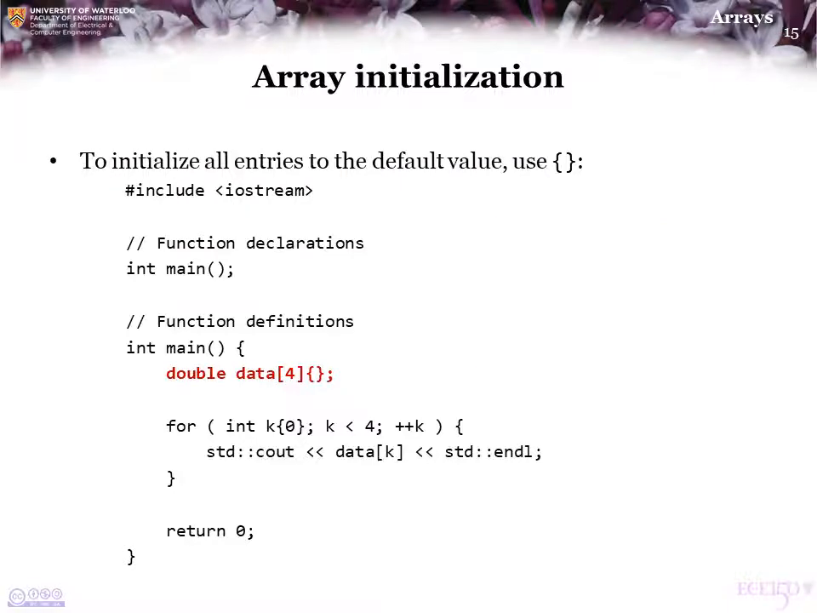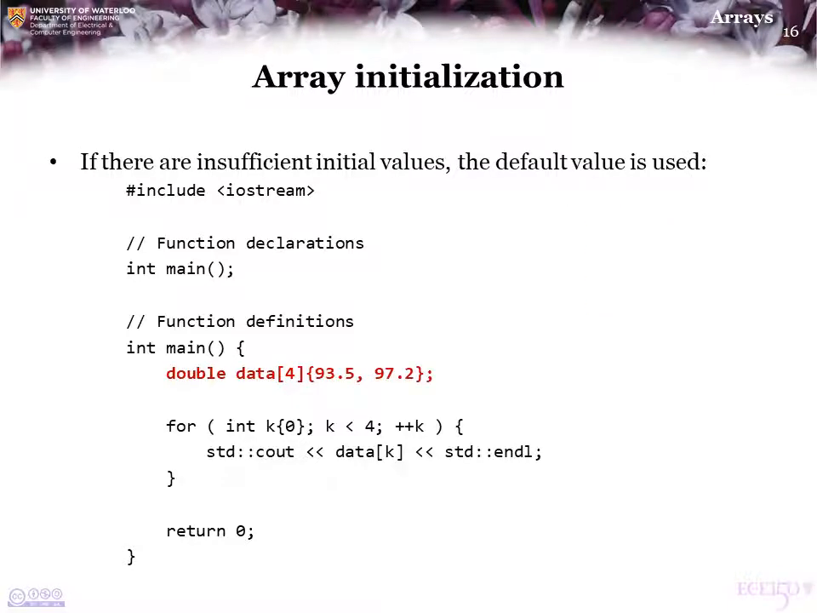To initialize all of the entries in the array to the default value, you can simply use an empty set of braces. This is the same that we used for local variables, except in this case, this will initialize all 4 entries to the default value, and for a double, the default value is 0. So if we compile and execute this program, the output is 4 zeros.